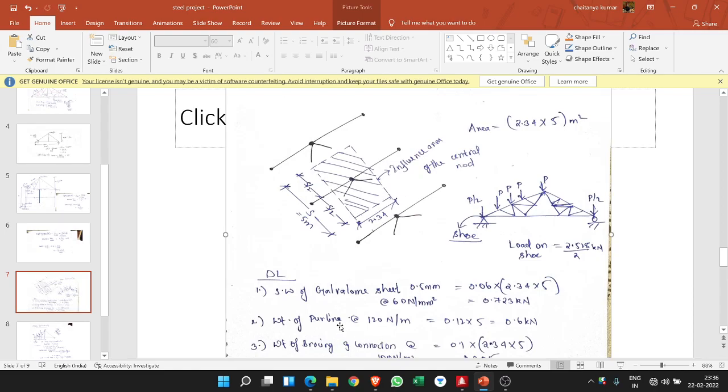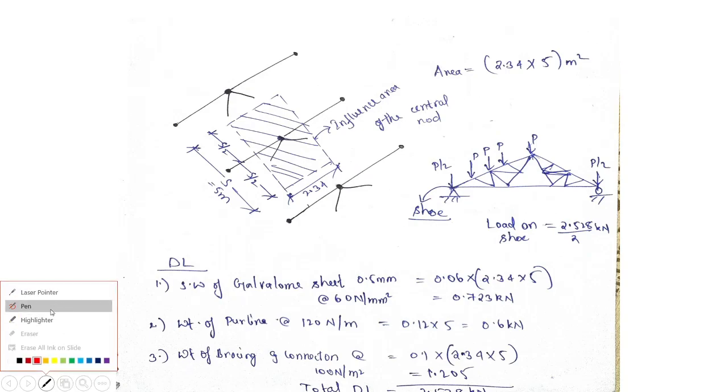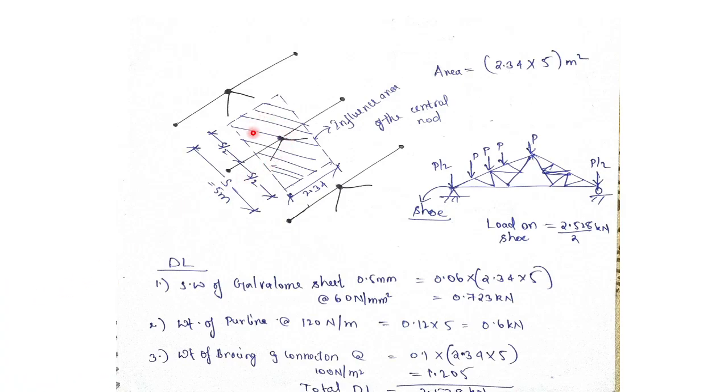Now, first let us understand what the influence area of any node is. In the RCC project, as we did for a column, the influence area is the half portion from each side, which influences that particular column. Similarly for the truss member, suppose this is my node, this is the central node. This is one truss, this is the other truss, and this is the isometric view actually.